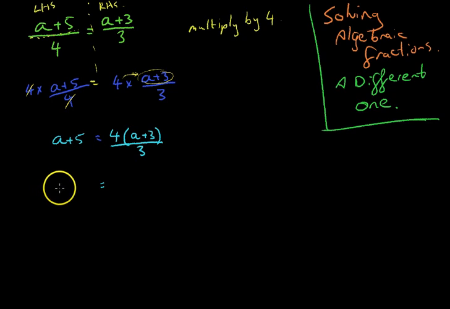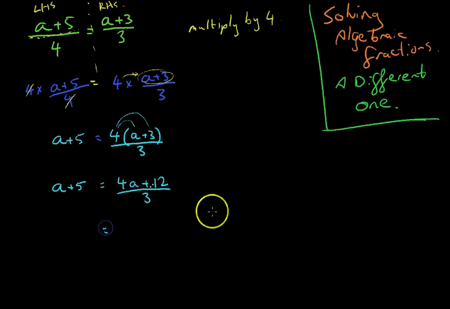And that might be my next step here, to use my distributive law. 4 times A is 4A, and 4 times 3 is 12, and that's all over 3. We're doing a pretty good job here. The biggest issue we have now is this divide by 3. Now, of course, we can get rid of that by doing the reverse. That is, multiplying both sides by 3. So let's try multiplying both sides by 3 now.